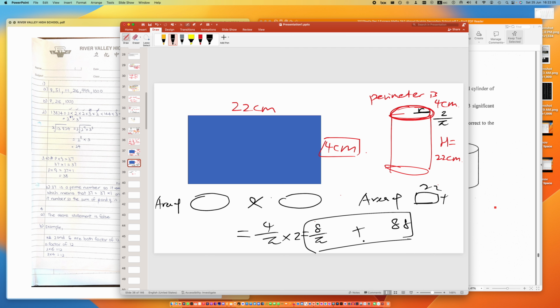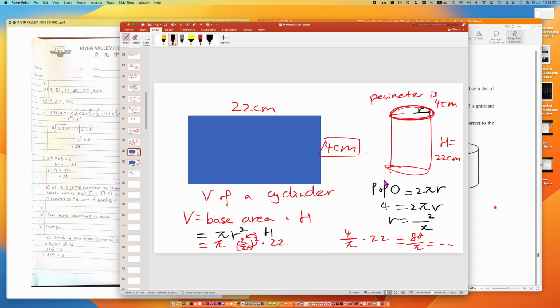So the best strategy is to find one by one. First I find the area of the side. And then I find the area of the top and base, and you just add accordingly. Okay, so this sums up the surface area of a cylinder. And of course, the volume of the cylinder, we talked about it, I think one slide, the previous slide.